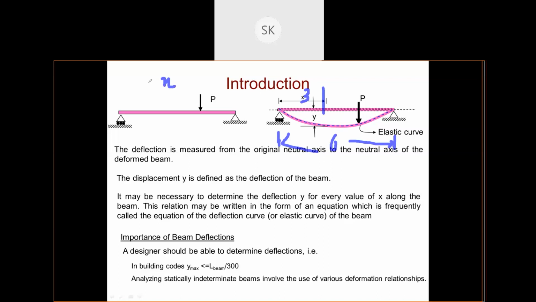Suppose I got some 3x plus 6. Suppose I got a deflection equation like this. So in place of x, I can place 3. That means if I place x equals 3, that will give me the deflection at 3 meter distance. So understood? You need to find the deflection equation. Once you have found the deflection equation, then you can find the deflection at this point.